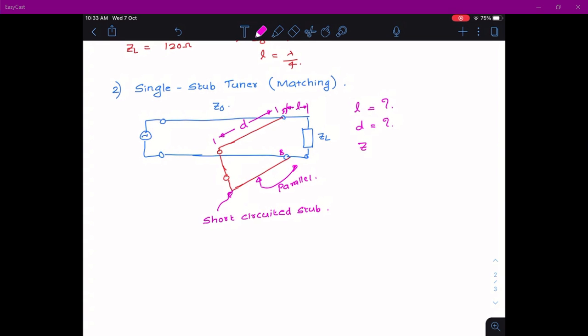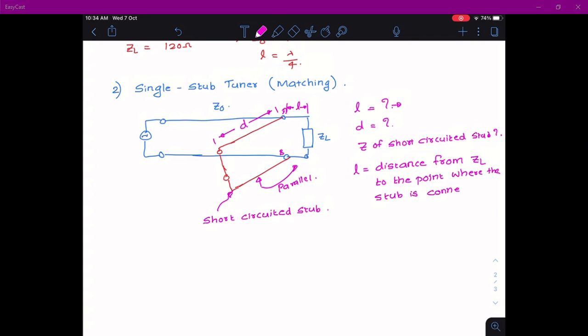So I say Z of the short circuited stub. This much we want to find, where L is the distance from ZL to the point where the stub is connected, and D is the length of the stub.